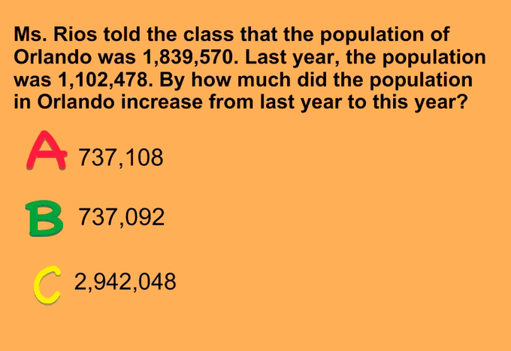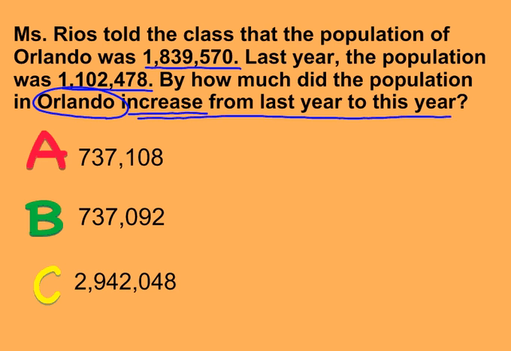Well, the first thing you're going to have to do in any word problem is determine what operation you're going to use. And you do that by thinking about what they want to know. In this case, they have given us two populations of the same city, and they want to know the increase from last year to this year. That means they want to know the difference, or another way of saying that is the change between the 2 years. So in this case, you would want to subtract.